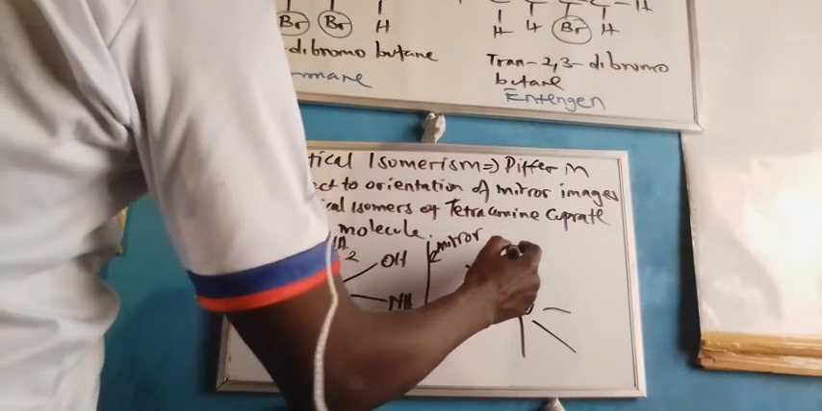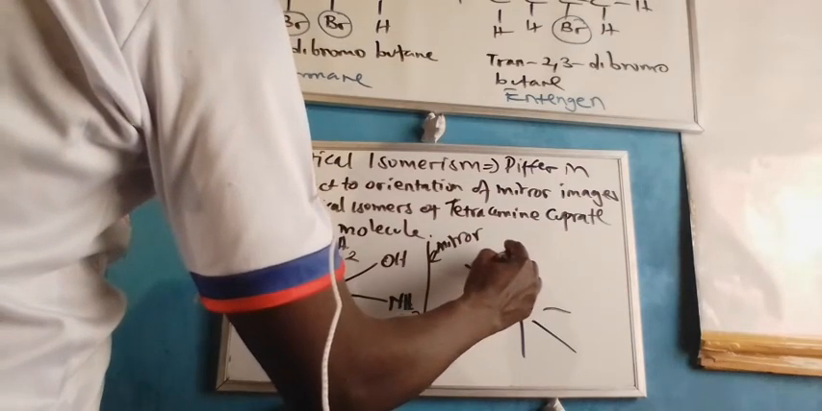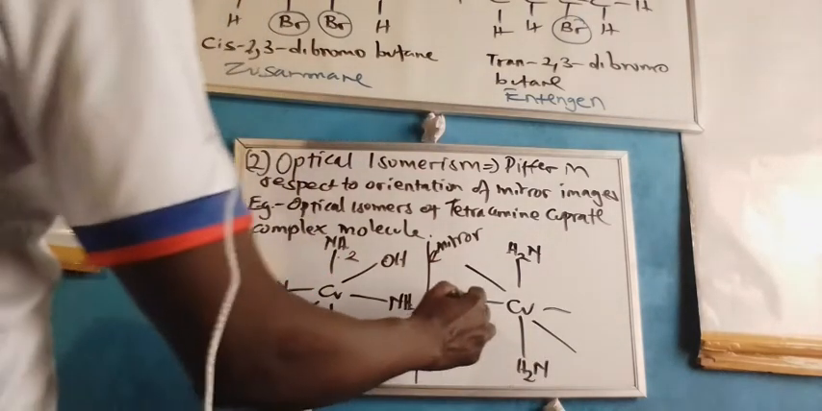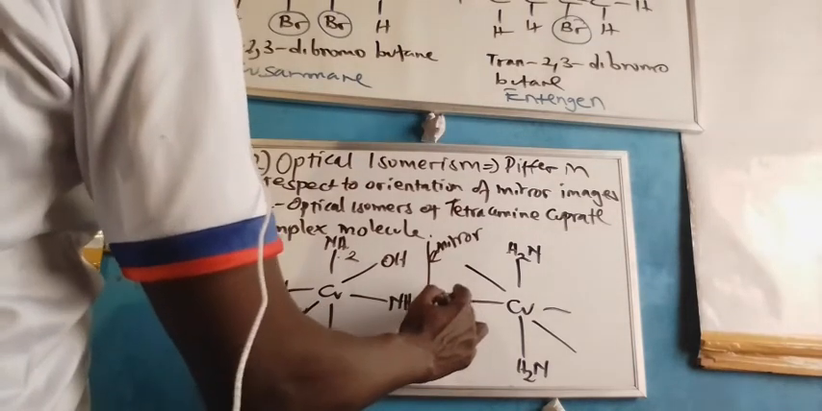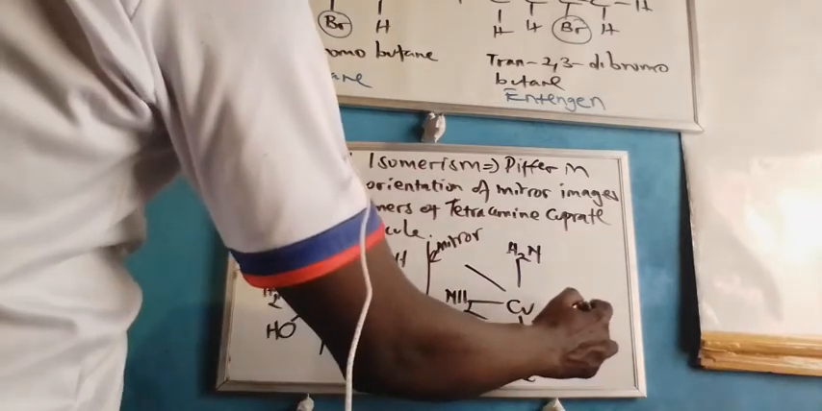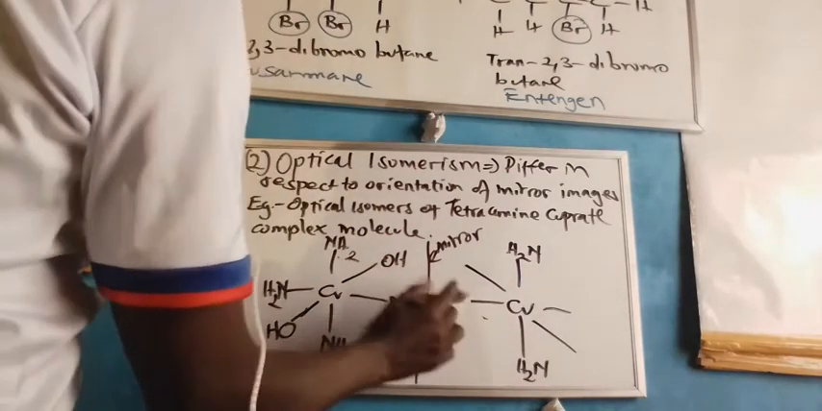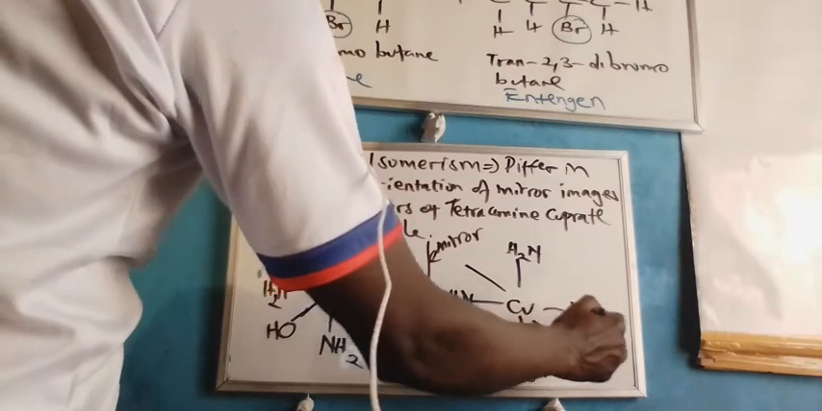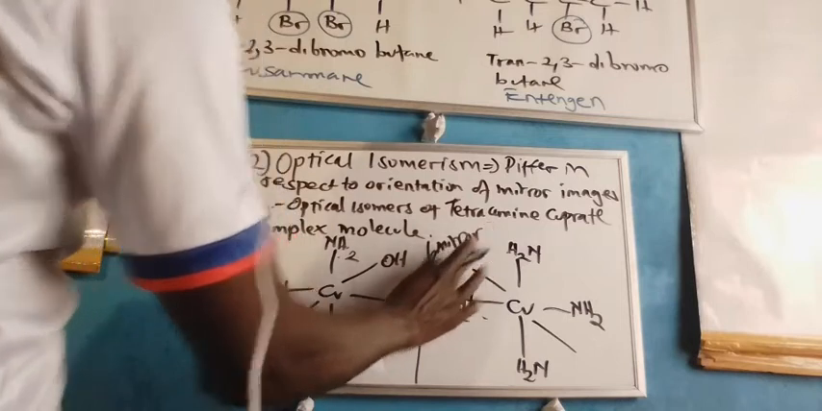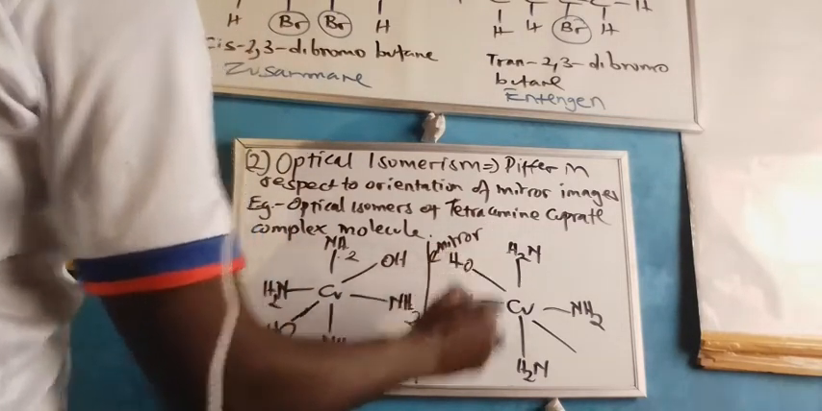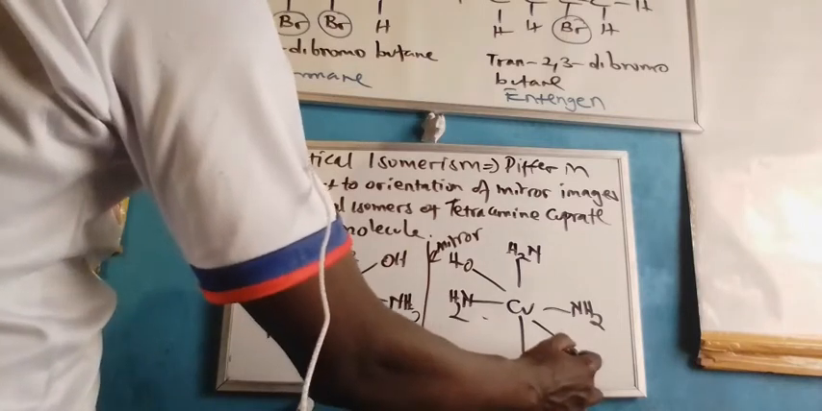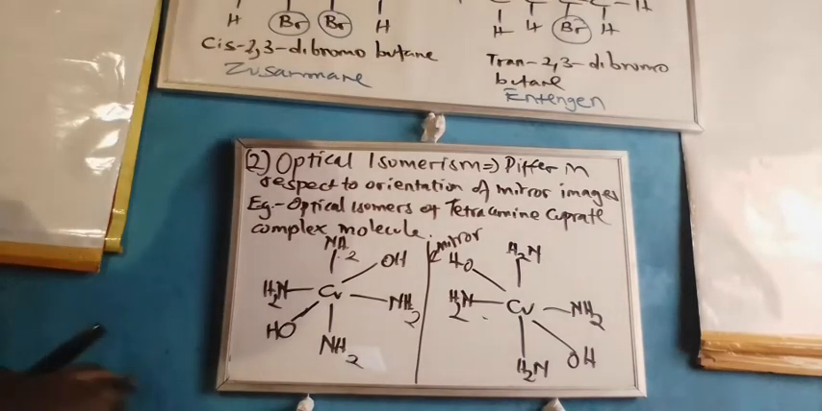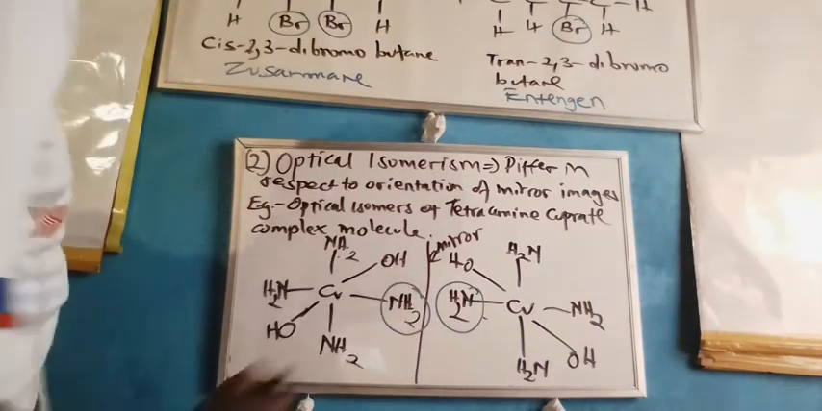And in this respect, we will have our H2N. Again, we will have our H2N. Again, we will have our NH2. And then we will have our NH2, another NH2, and then we have the OH becoming HO, another OH becoming HO. So in that respective arrangement, you can clearly see that the amines are in positions which are mirror images.